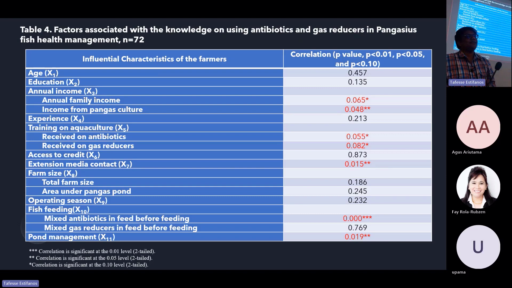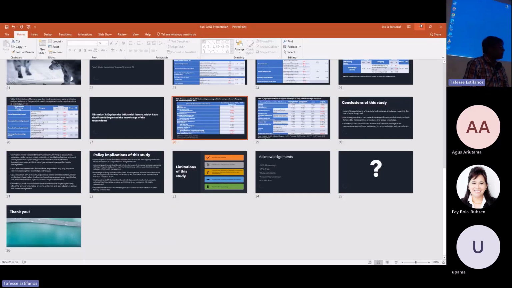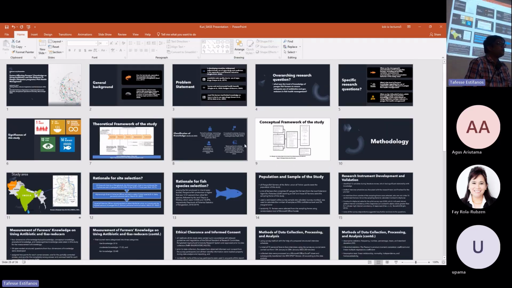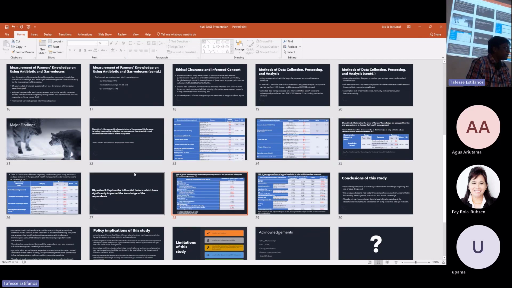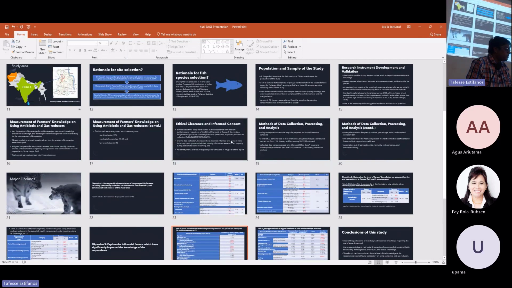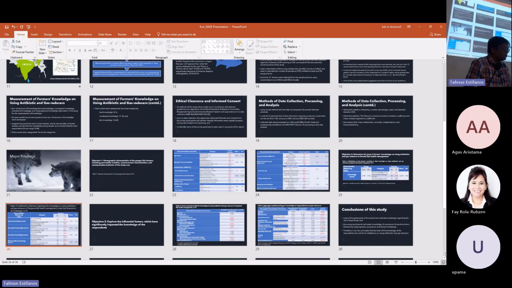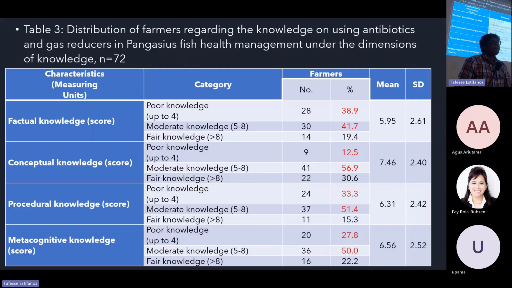Yes, please. I'm wondering how you elicit the information to measure the knowledge, factual knowledge and procedural knowledge. How do you ask the respondent? That's my first question. Second question: from your results, you're saying that people have poor factual knowledge compared to the other knowledge, like metacognitive or procedural knowledge. Can you give some explanations?